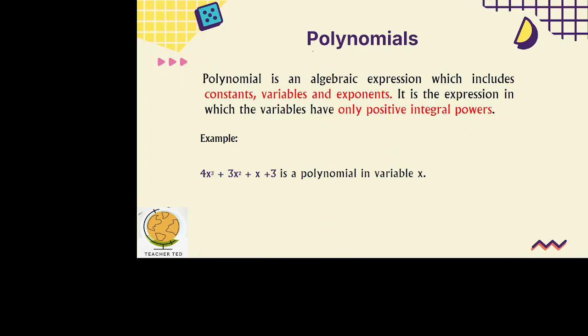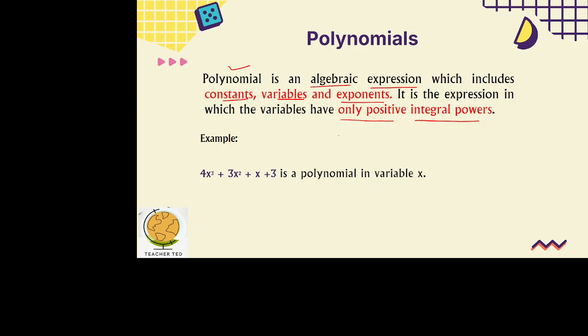So what is the meaning of polynomial? It's simply an algebraic expression which includes constants, variables, and exponents. Any algebraic expression which includes constants like a, b, c, or 1, 2, 3, variables, which are usually x, y, z, and exponents, which are the powers. Such expressions are called polynomials. The variables have only positive integral exponents. We cannot have a negative power or negative exponent.